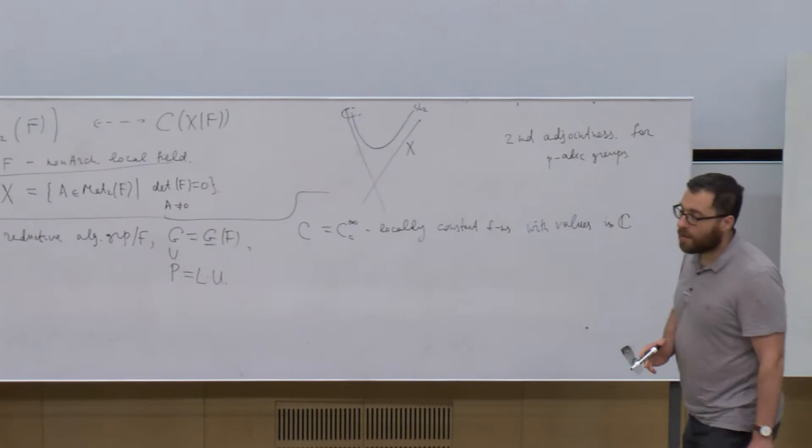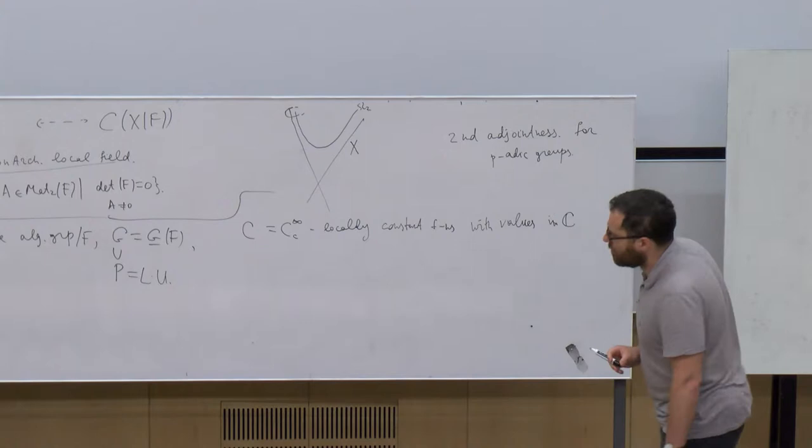It's void for a torus, right? When G is a torus, it's... Yes. Right.